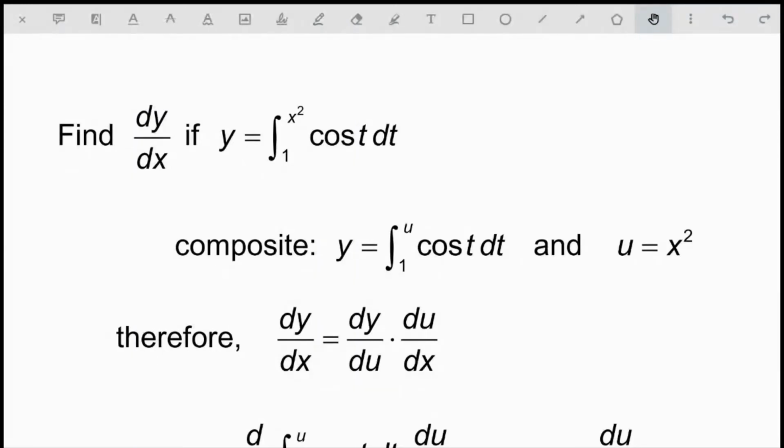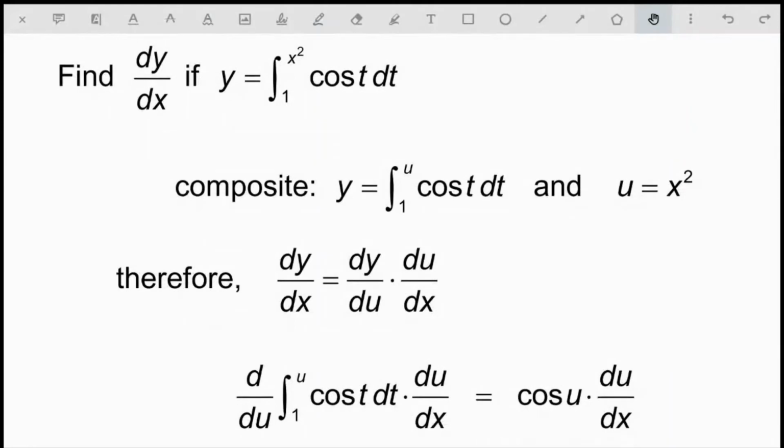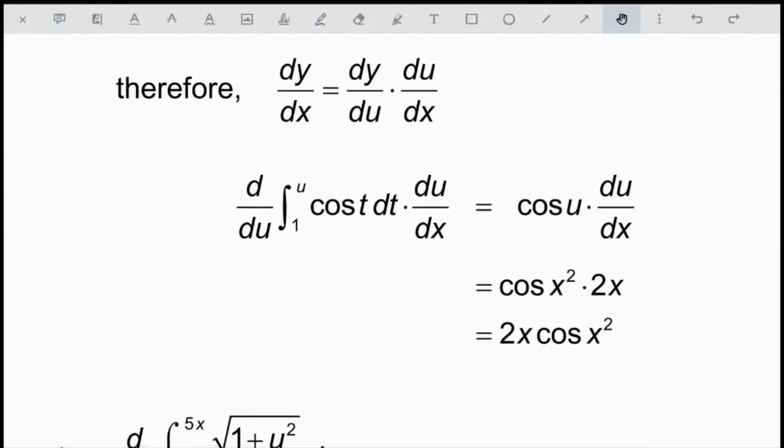So now this integral becomes the integral from 1 to u of cosine t dt, and we know u is x squared. Well, following through then with our chain rule, if we take the dy du and multiply times du dx, that would mean that these du's cancel out, and I would get dy dx, which is what I want. Well, take a look at what we've got here. If I take the derivative with respect to u of the integral from 1 to u of cosine t dt, that's going to give me cosine u.